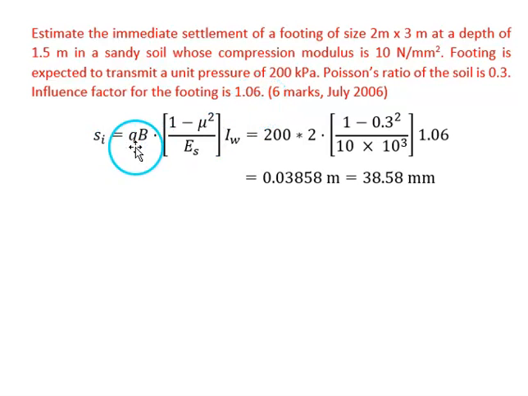Here we can directly substitute all the values. Here B is the least lateral dimension, so we should take it as 2 meter. Then all other values are given. The only thing is we have to convert this Newton per millimeter square into kilonewton per meter square. When we substitute all the values in the equation, we will get the settlement in meters, because the B value we are taking in meters, so we will get the answer also in meters. Then we can convert it into millimeters.